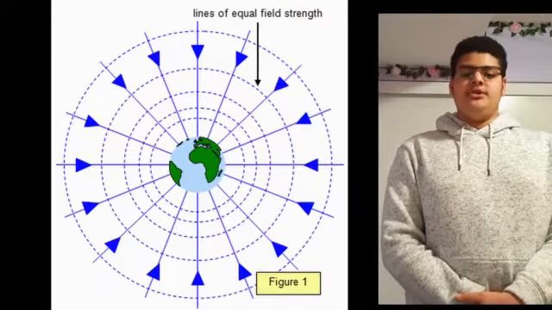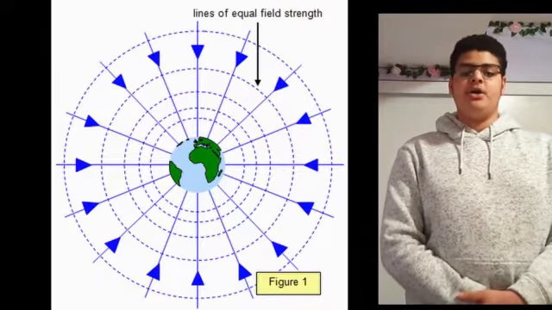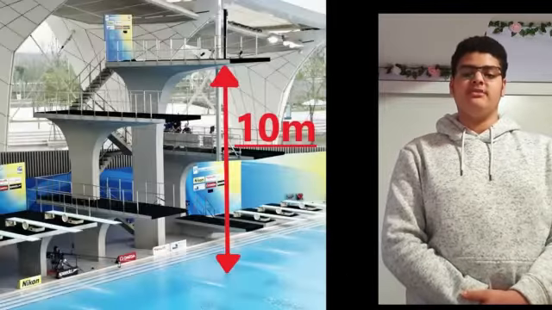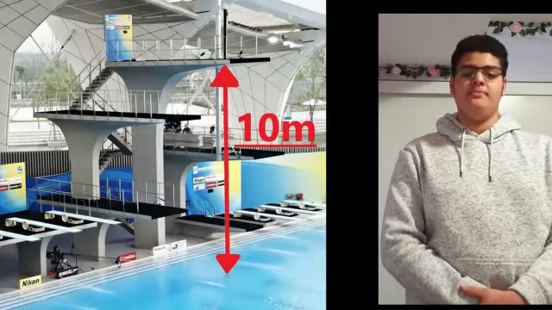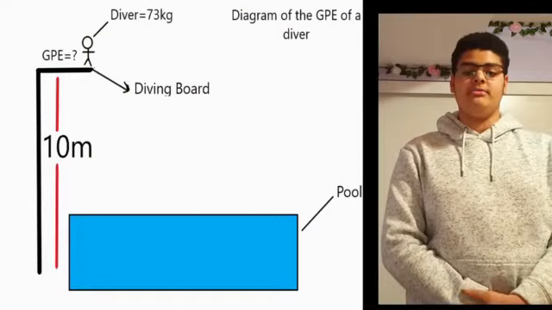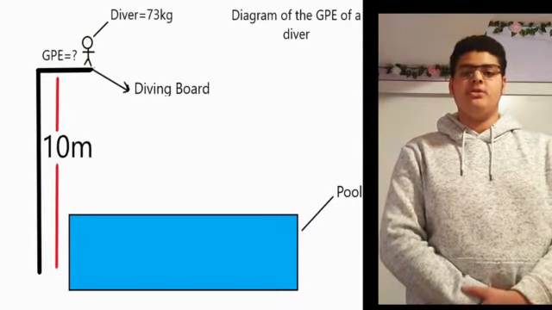Gravitational potential energy is the amount of energy an object possesses depending on the position in the gravitational field. In the sport of diving, it is best represented while the diver is still standing on the diving board. In our scenario, we use David Boudier, who has a mass of 73 kilograms and is standing on top of a 10-meter platform regulated by the International Olympic Committee.